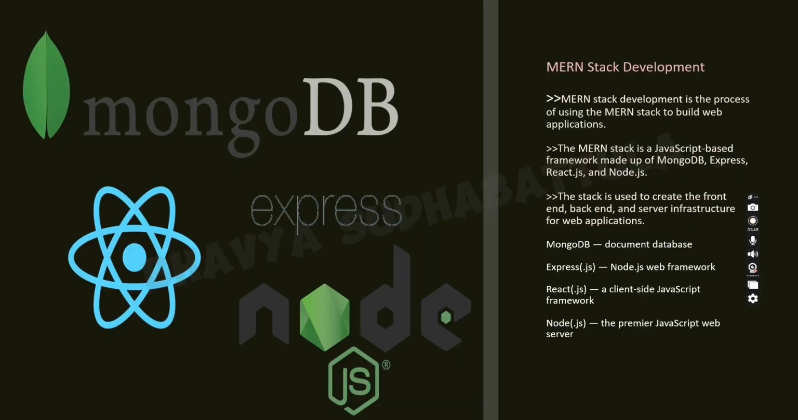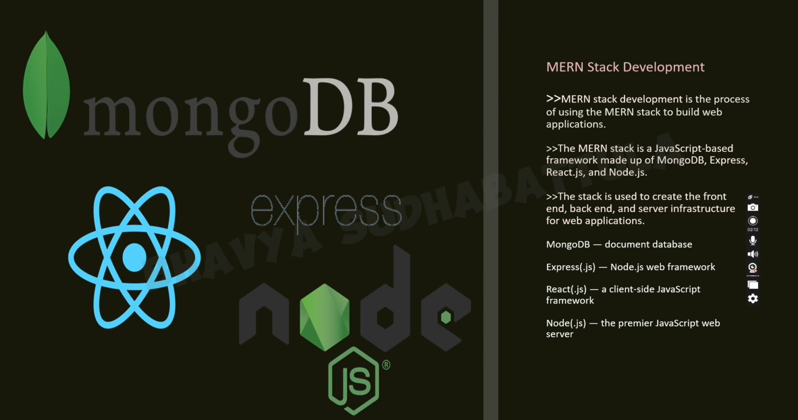Now let us see the MERN Stack development. The MERN Stack development is the process of using the MERN Stack to build web applications. The MERN Stack is a JavaScript-based framework made up of MongoDB, Express, React.js, and Node.js. The stack is used to create the front-end, back-end, and server infrastructure for web applications.